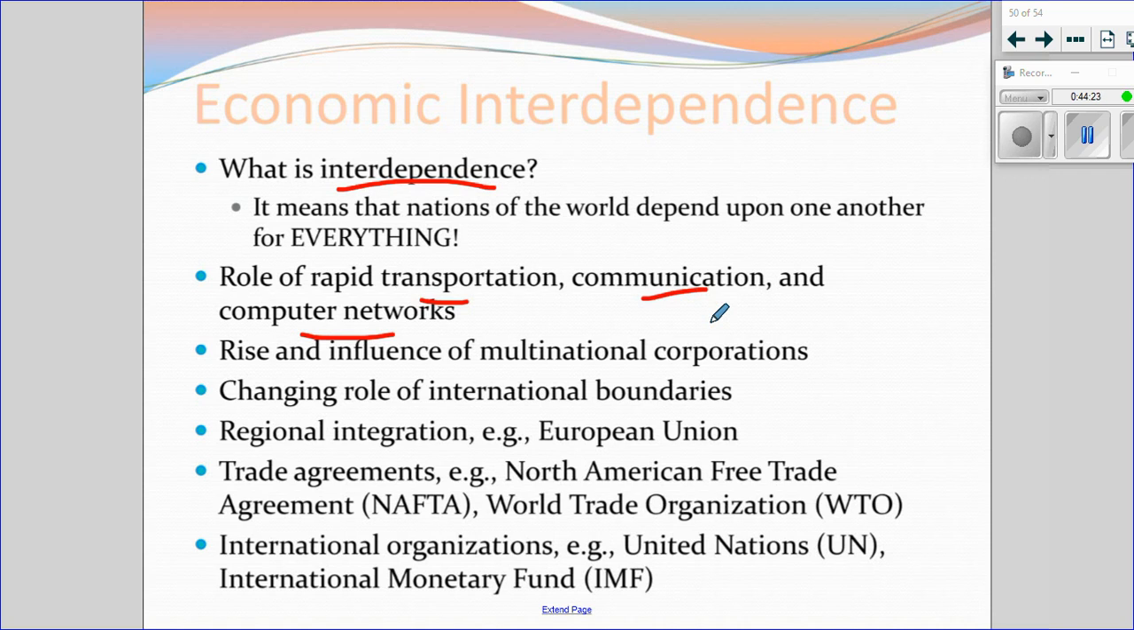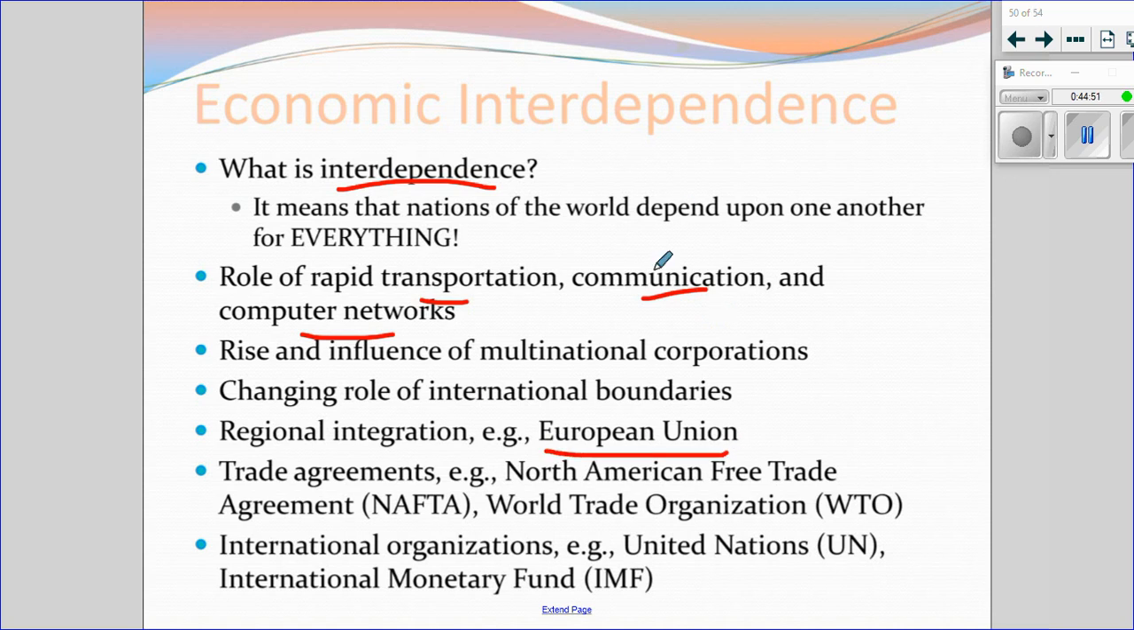So, we depend on each other for a lot of things. There are multinational corporations, as in corporations that are based out of many nations. International boundaries are starting to become more permeable as trade linkages increase, as people migrate more, as regions integrate. So, for example, the European Union is a really good example of that.